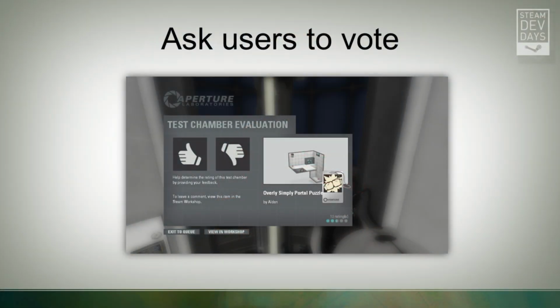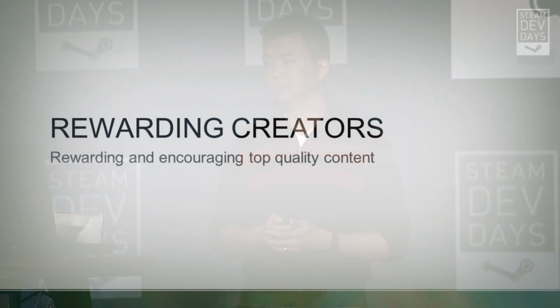If you know that a user has used a piece of content, you should ask them to evaluate its quality. For example, in Portal 2, after a user completes a map, we ask them to rate it. This ensures that we capture the user's feedback, which in turn enables us to figure out what the best content is, and then we can expose it to as many players as possible.